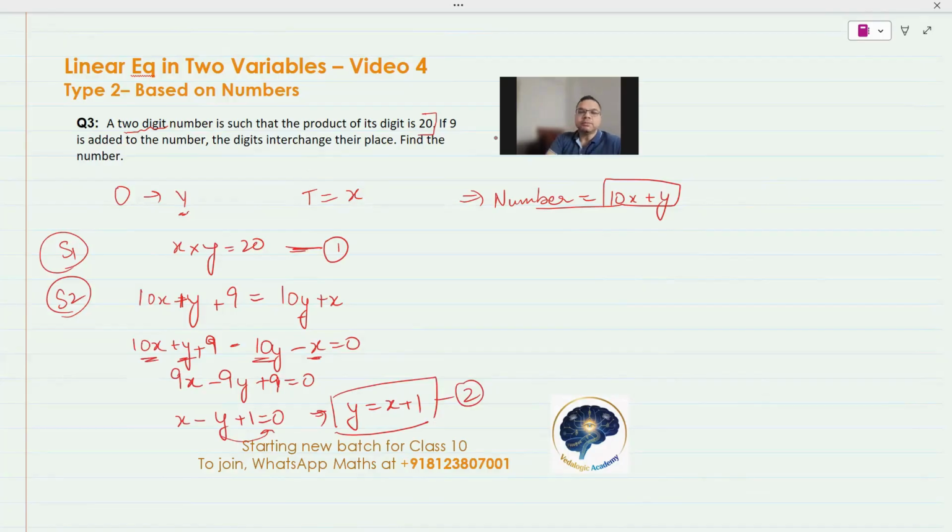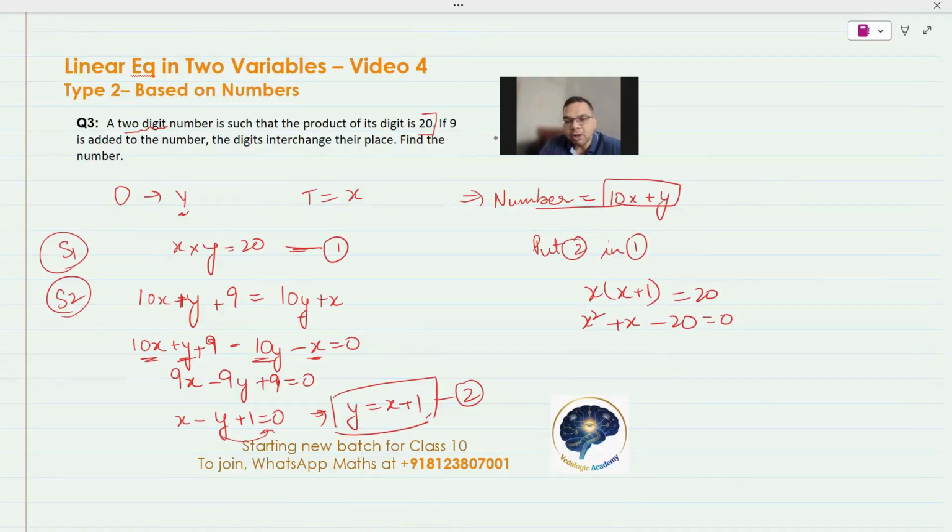So if you see, I can easily use the substitution method here. So I'm going to put second in first. In the first equation we had x into y is 20. So instead of y I'll put x plus 1. So it becomes x into x plus 1 equals 20. So it becomes x square plus x, and I'll bring 20 to the left hand side. It becomes minus 20 because we are changing the side of 20 from right hand side to left hand side.